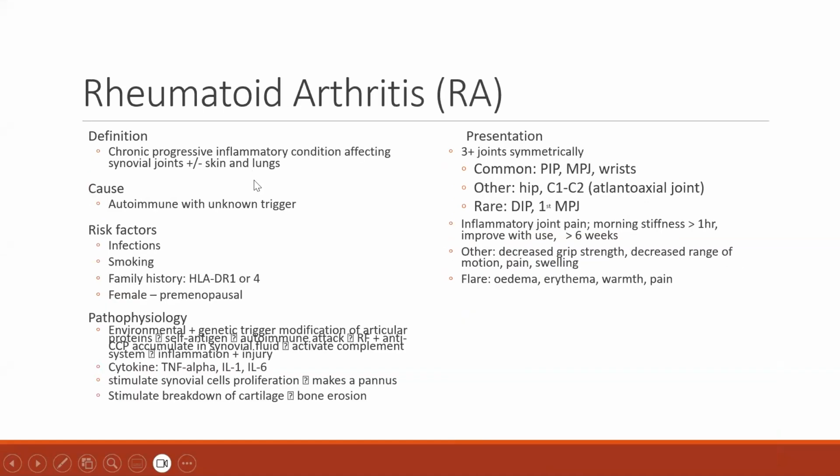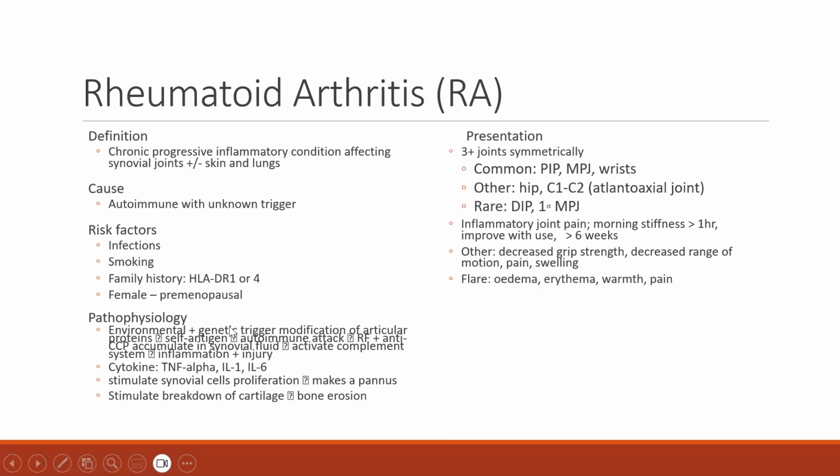Next, rheumatoid arthritis is also common. It's a chronic inflammatory condition. It affects synovial joints, and it can be systemic and affect other organs. The cause is autoimmune. Risk factors can be infection that can trigger it, smoking, family history, or premenopausal females.